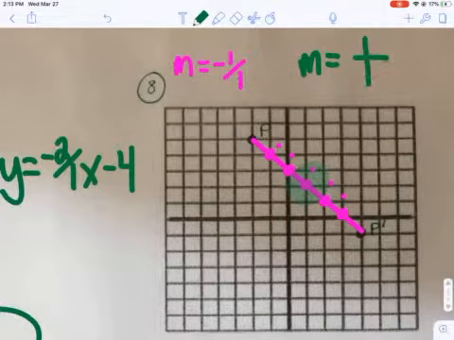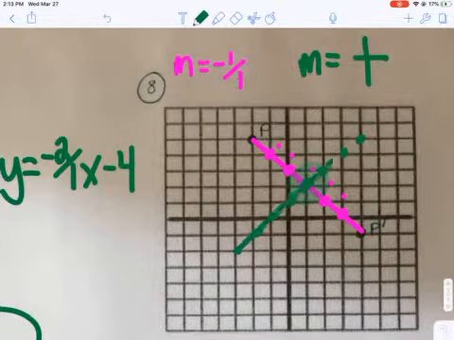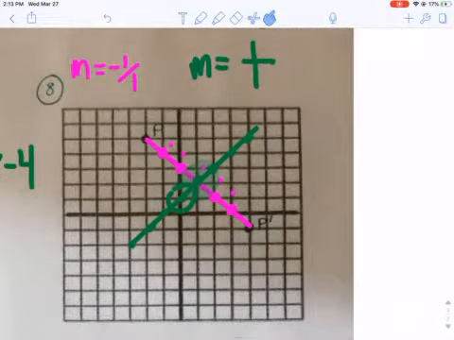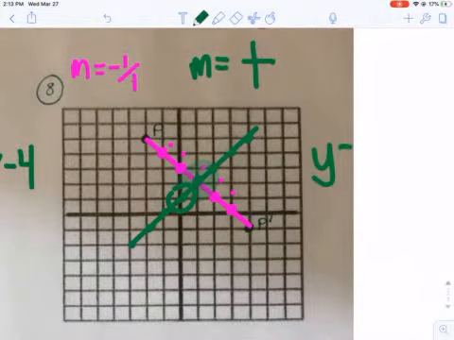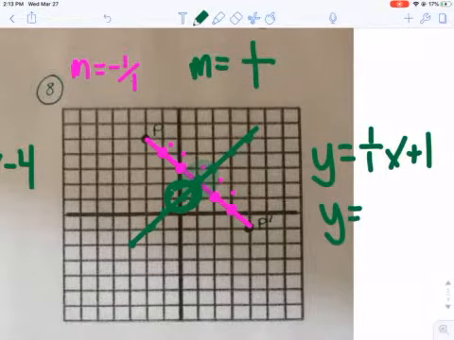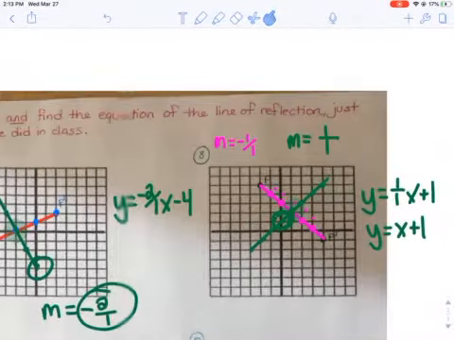So that means from my center point right here, I'm going to go up 1, over 1, up 1, over 1, up 1, over 1. Do the same thing here. Draw myself a line, and I've got myself a perpendicular line. Now I want to figure out my equation. My y-intercept here is, let's see if I shrink this down a little bit so I have more space, I've got y equals, now my new slope is 1 over 1, and my y-intercept right here is 1. So I can simplify this to y equals x plus 1. So there you go.